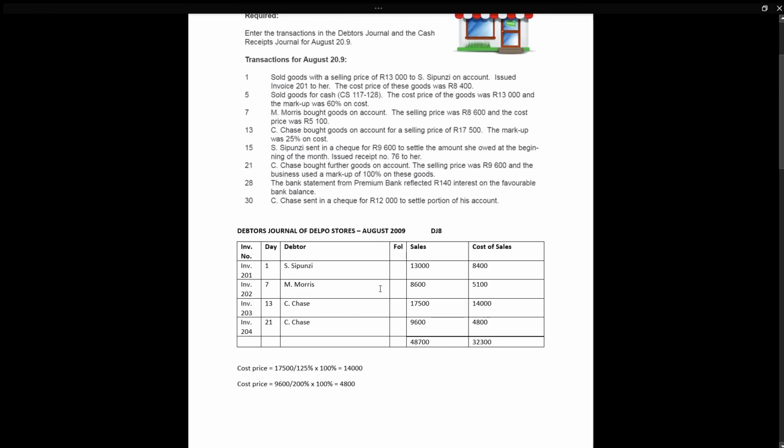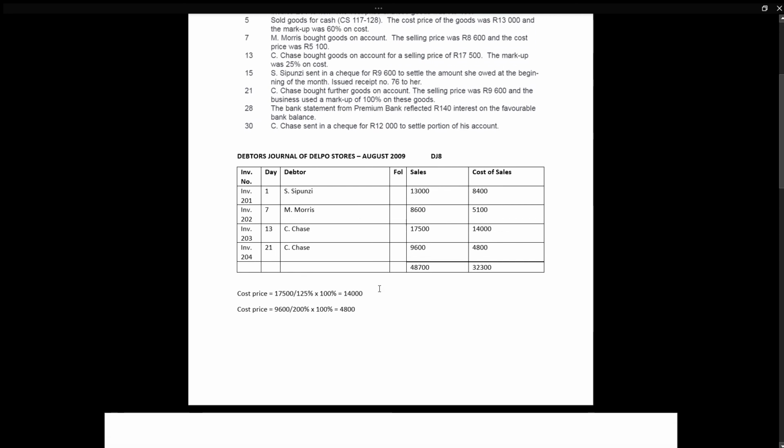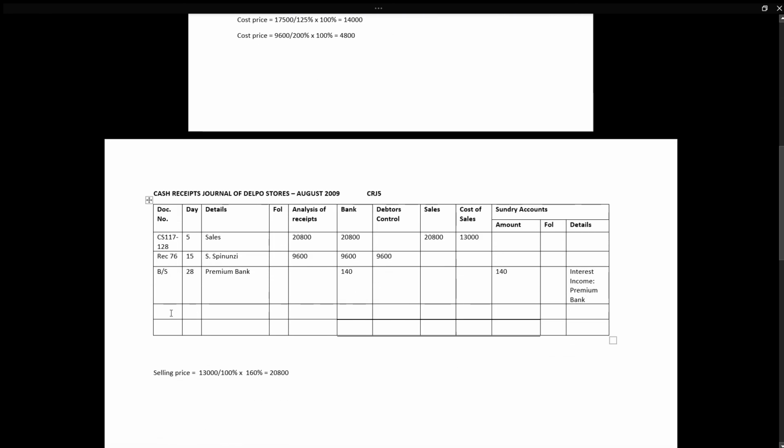CJ sent a check for 12,000 Rand to settle a portion of his account. Let's go and fill that in. Alright, so we will issue receipt 77 since the previous one is 76. This took place on the 30th. Who did we receive it from? CJ's. How much did we receive from him? 12,000 Rand. Remember, a receipt will always go through analysis of receipts. Then it will reflect in our bank account. Why did we receive this money? Because a debtor is settling their debts.